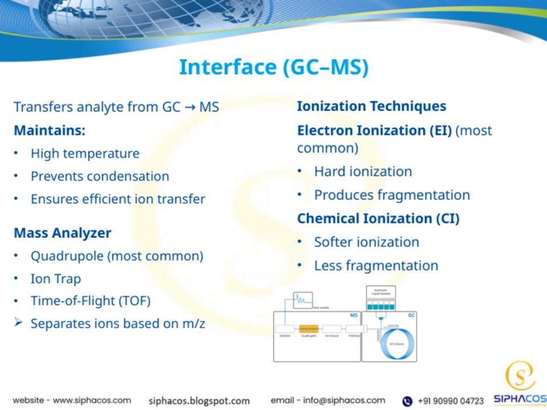Now let's discuss the mass analyzer itself. The most common type is the quadrupole, which is popular because of its reliability and speed. Other types include the ion trap and the time-of-flight analyzer, or TOF. These devices work by separating ions based on their mass-to-charge ratio, or m/z, which is fundamental for identifying and quantifying compounds in the sample. So, in summary, understanding these ionization techniques and mass analyzers helps us optimize our analytical method for better sensitivity, selectivity, and reliability in our analyses.